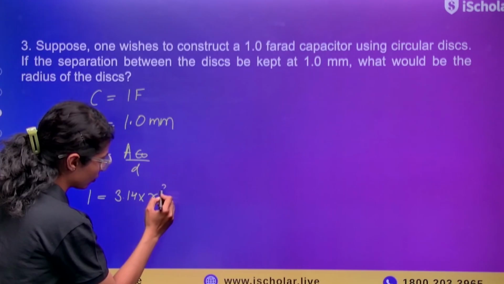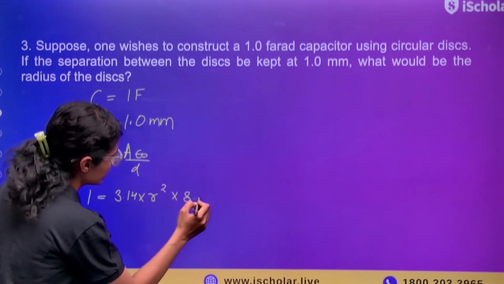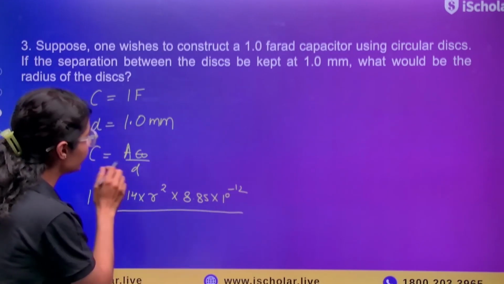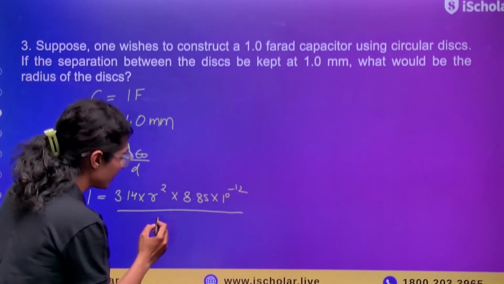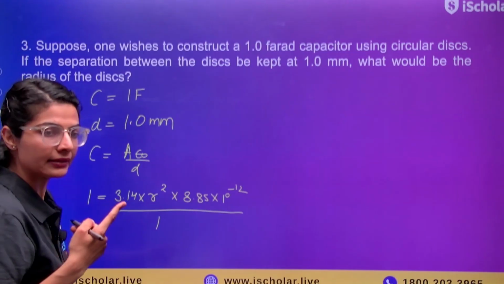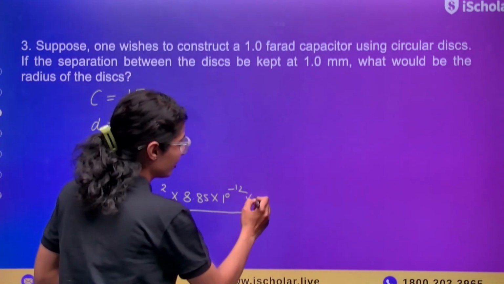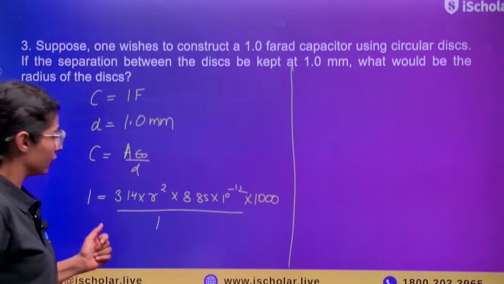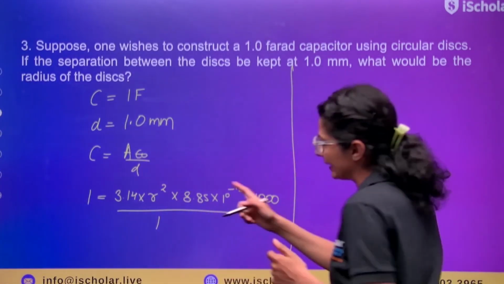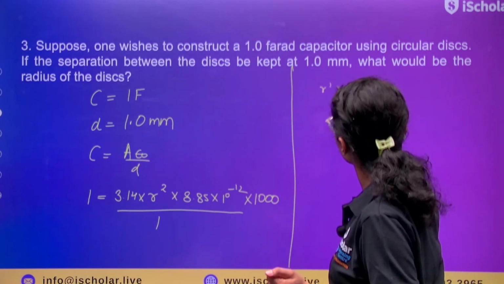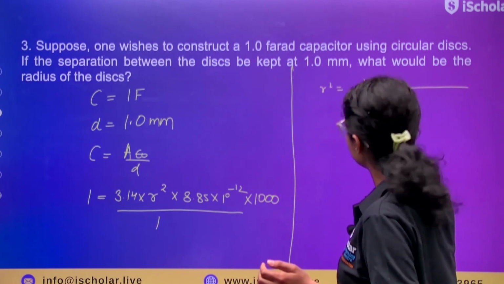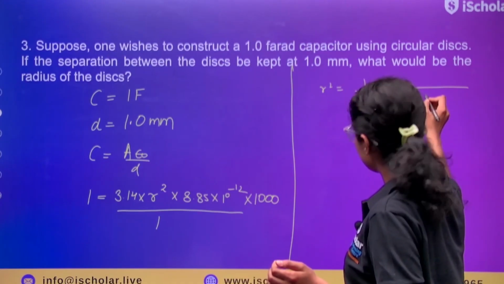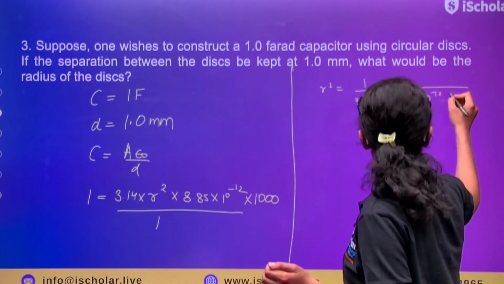So I'm writing r square into epsilon naught, which is 8.85 into 10 to the power minus 12, divided by D, which is 1 mm. Converting this into meters, if it is in mm, I will write it as 1 over 1000. Now we can simply solve from here and get the value of r. This r square will become 1 divided by 3.14 into 8.85 into 10 to the power minus 12 into 1000.